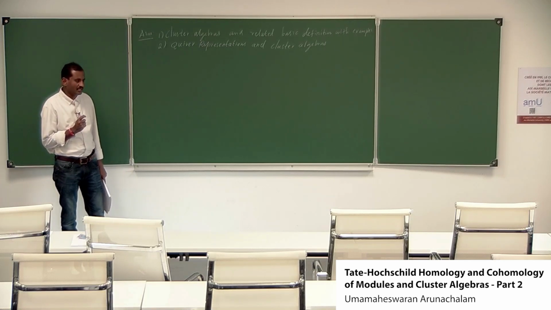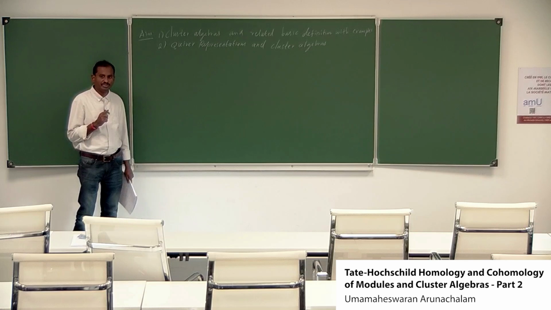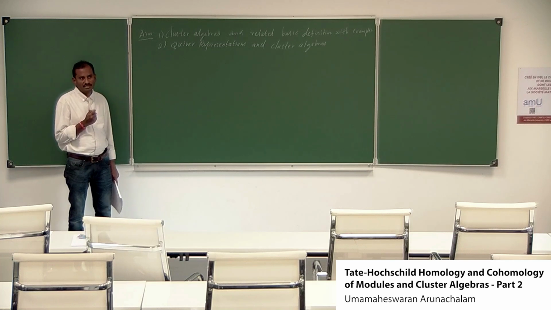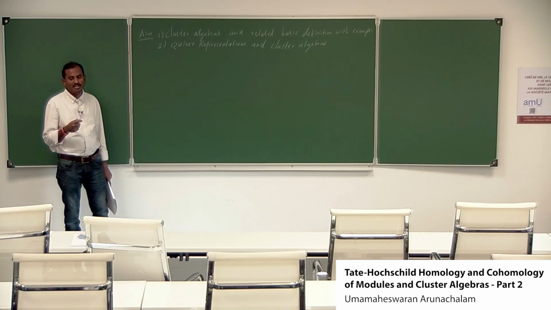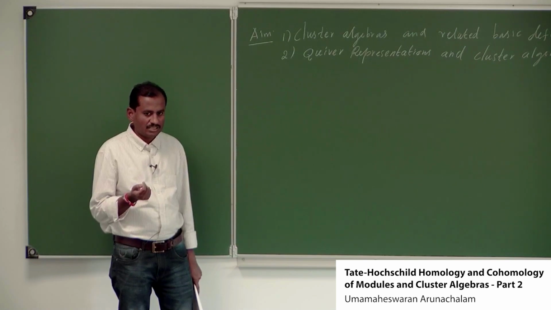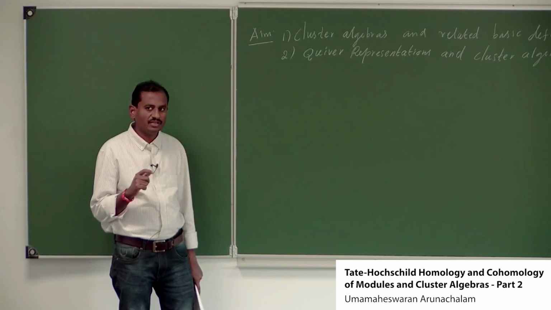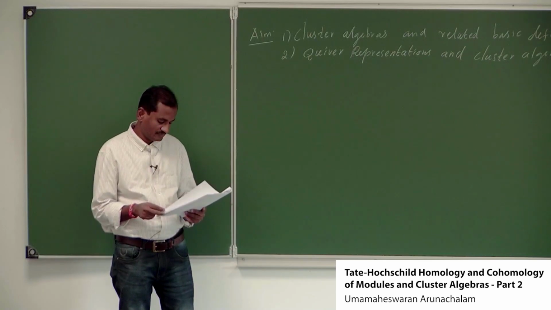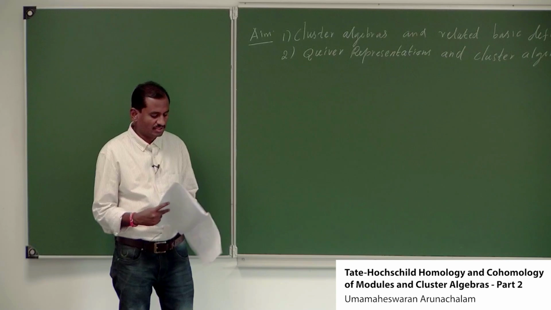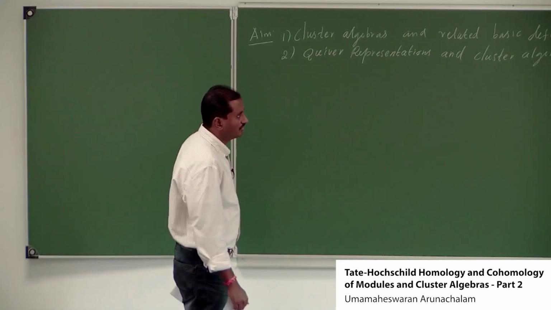as follows. Suppose you are mutating your seeds repeatedly. We will get finitely or infinitely many quivers, and one can be obtained by mutating the other. So first I will start with quivers.